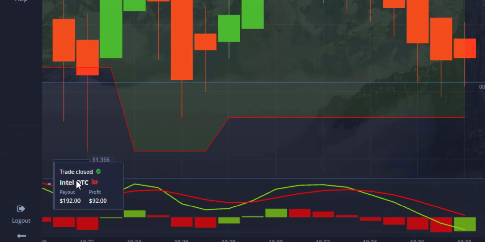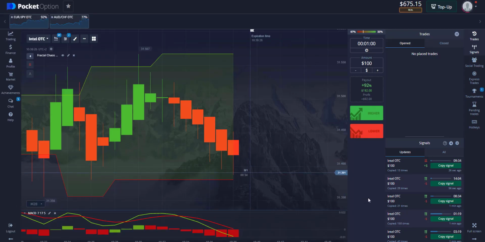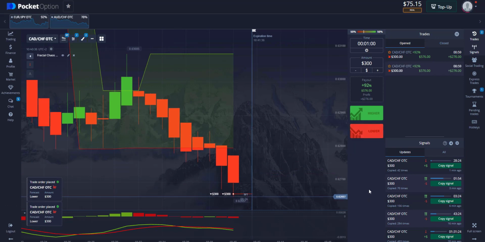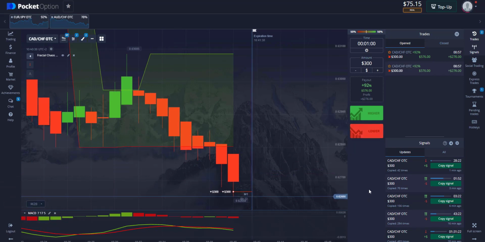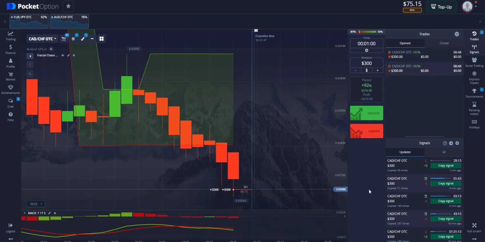My balance now is $675.15. Here we want to look at the fractal chaos bands indicator. It has been breached and the lines of the fractal chaos bands indicator are above the candles, and this is an indication that the breach to the downside is very strong.